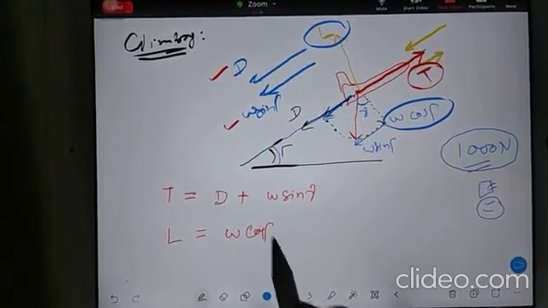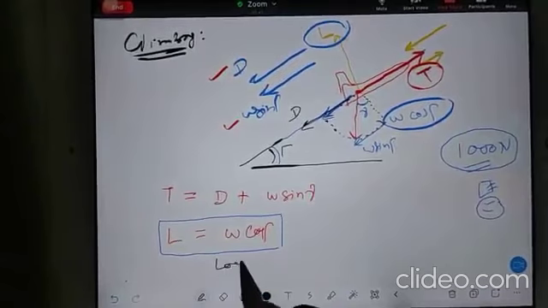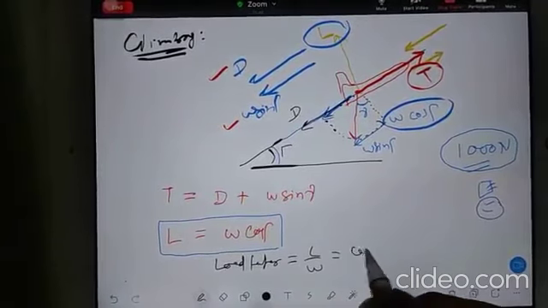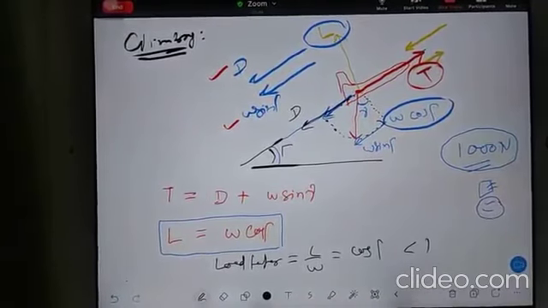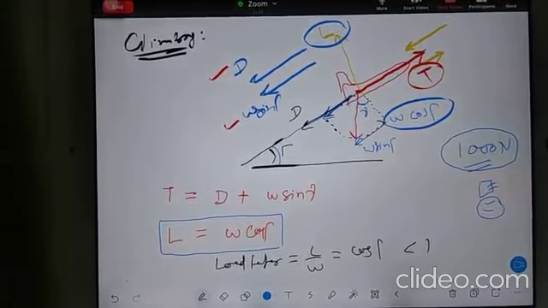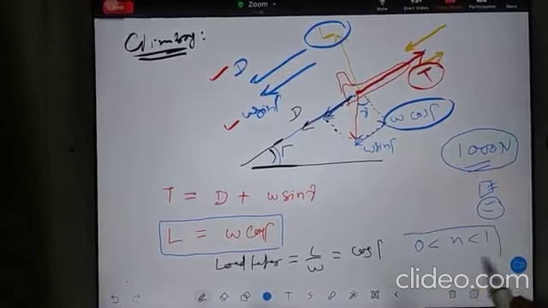From this equation, you can again see your load factor, which is lift by weight, is coming as cos gamma, which is again less than 1. Because gamma value is not going to be 0 or 90 degree, it will be in between, so the value will be less than 1. You should not just write less than 1. You should write more than 0 and less than 1. Like this you should write load factor.